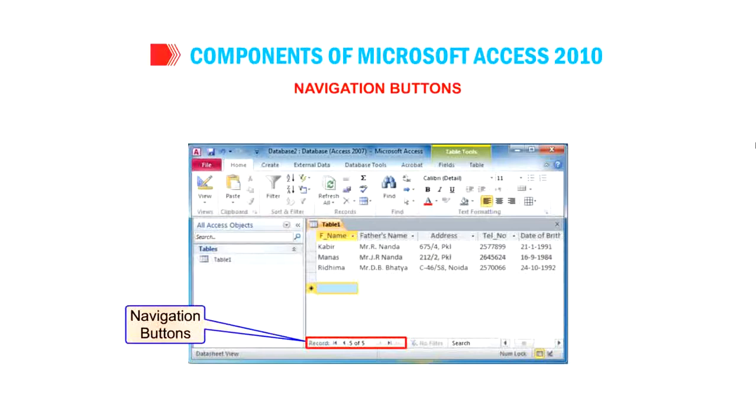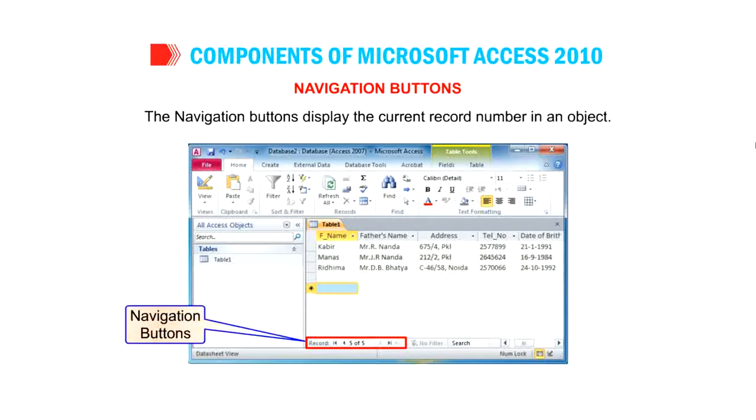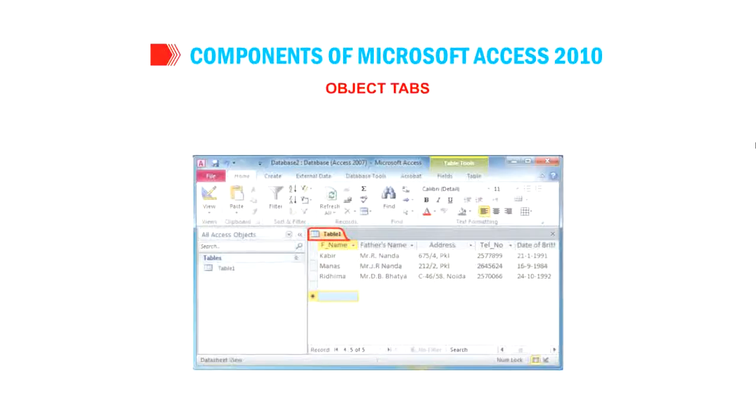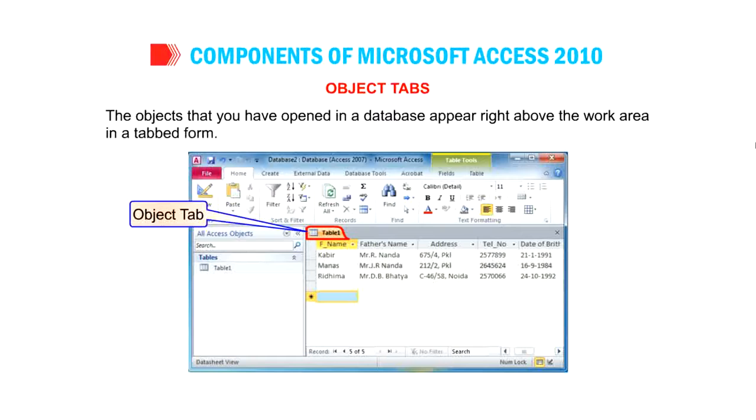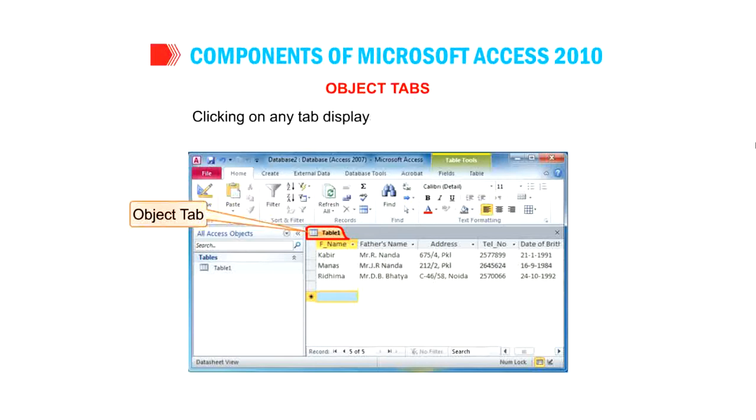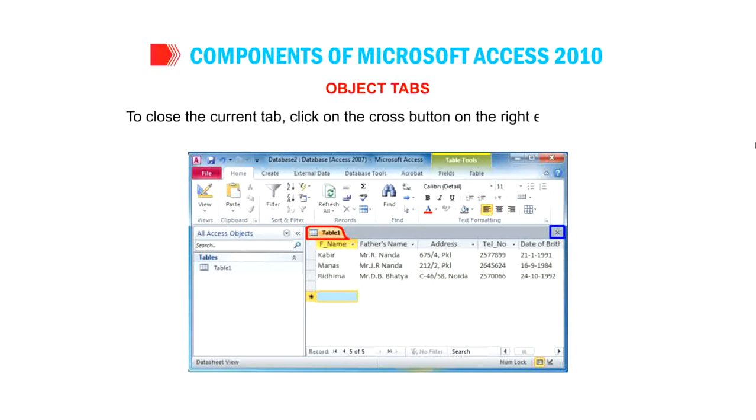Navigation buttons. As the name suggests, it helps in navigating through the records. The navigation buttons display the current record number in an object. Object tabs. The objects that you have opened in a database appear right above the work area in a tabbed form. Clicking on any tab displays the contents in the work area. To close the current tab, click on the cross button on the right end of the bar.